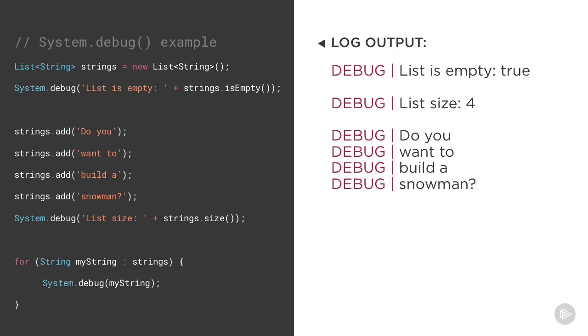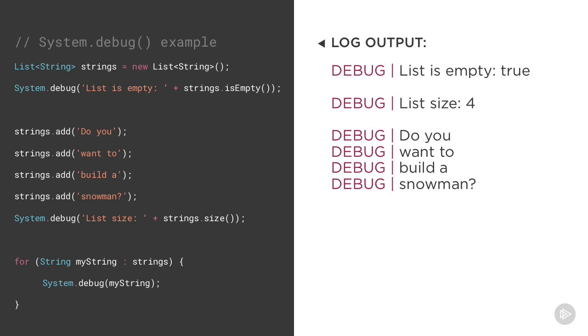Here's a basic example of how system.debug works. On the left, we have some code that needs debugging. On the right, we have the output of our system.debug log. Let's start off by creating a new list of strings. Say in our code, we're not sure if our list of strings has any values inside it. We could use system.debug to find out.